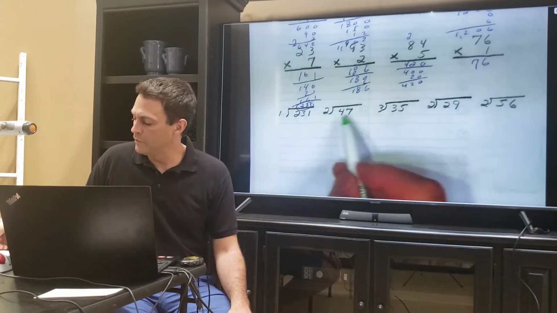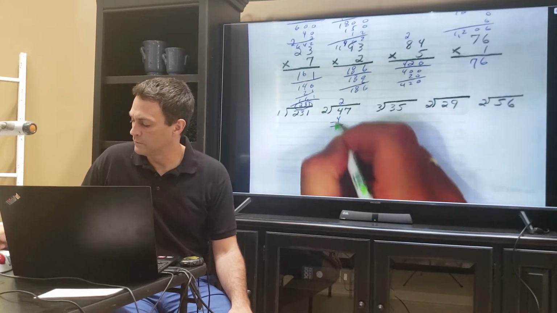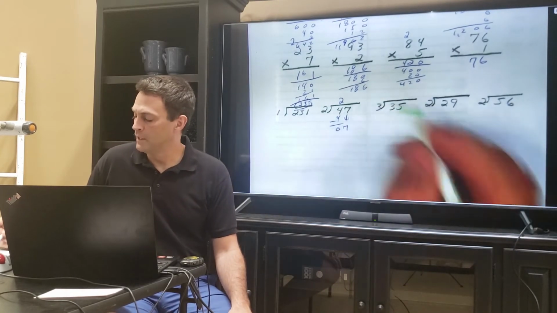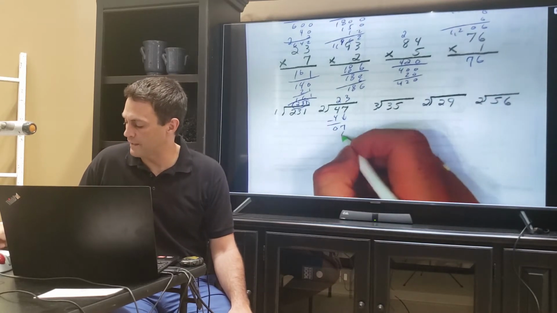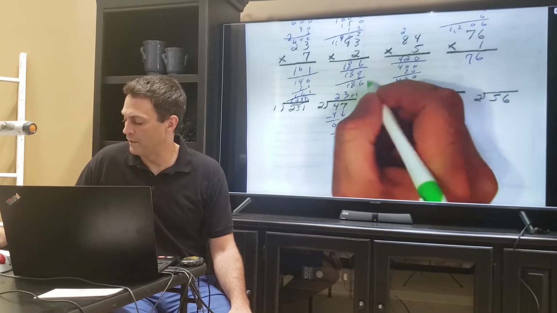Okay? 47 divided by 2. Well, 2 can go into 4 2 times. 2 times 2 is 4. 4 minus 4 is 0. Bring down the 7. 2 can go into 7 3 times. 2 times 3 is 6. 7 minus 6 is 1. 23 with a remainder of 1.